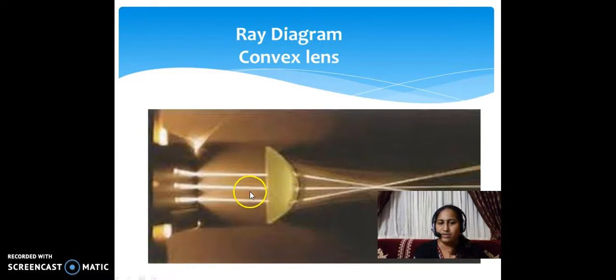All the other rays which are parallel to the principal axis get converged as soon as they come out of the convex lens. So we call the convex lens a converging lens, as it converges or collects all the beam of light which enters it and forms an image at the focal point.